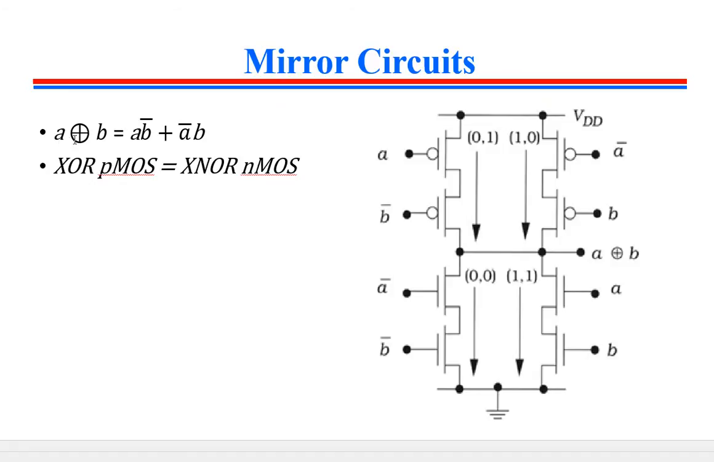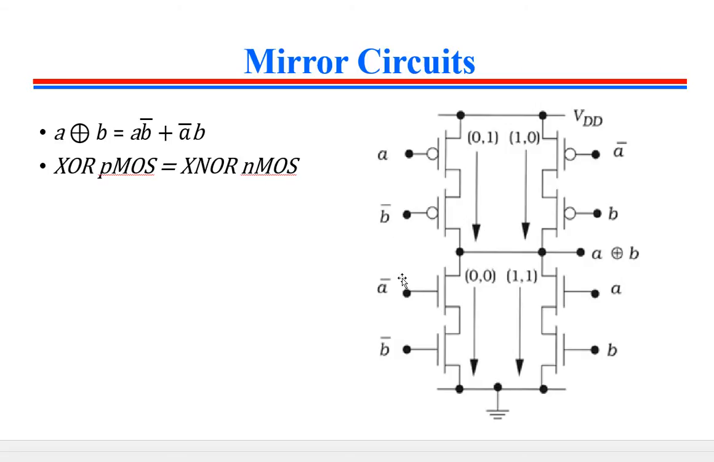The mirror circuit can be drawn as follows. If we consider A exclusive OR B, that is equal to A B bar plus A bar B, it can be drawn in PMOS with A, B bar in parallel, plus A bar B. These two are in series, and A B bar and A bar B are in parallel connection with VDD, that is, with PMOS. And if NMOS is considered, XOR of PMOS is equal to exclusive NOR of NMOS in the mirror circuits.